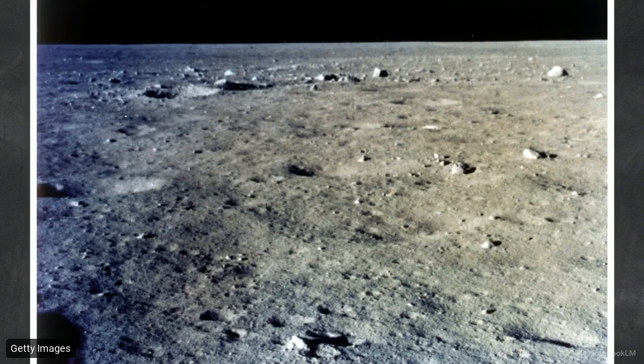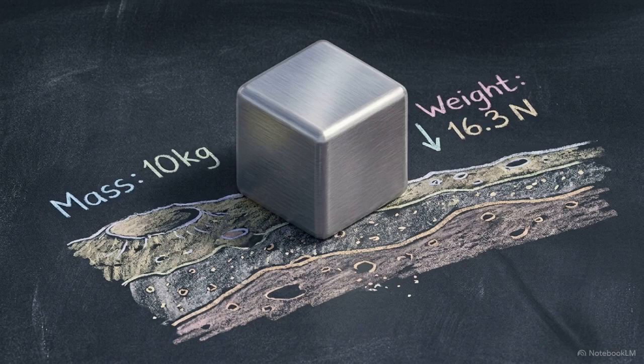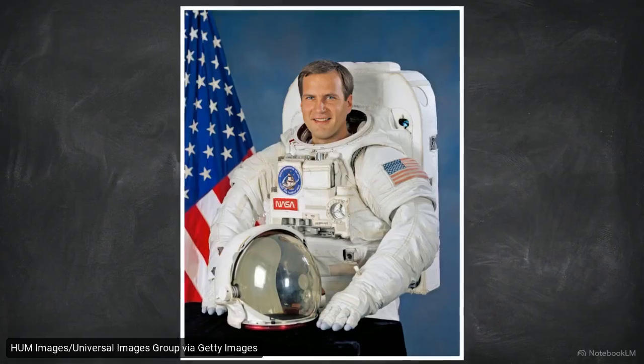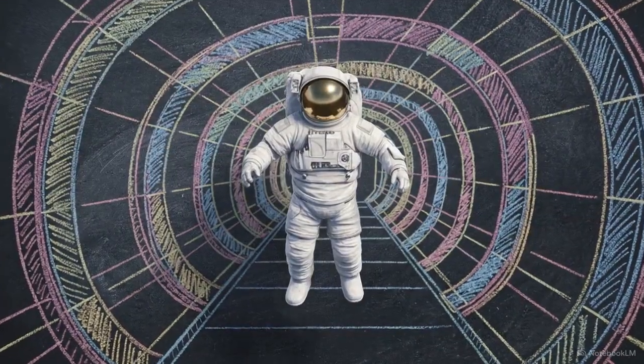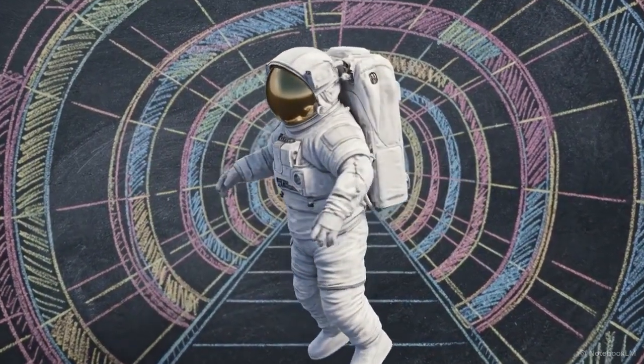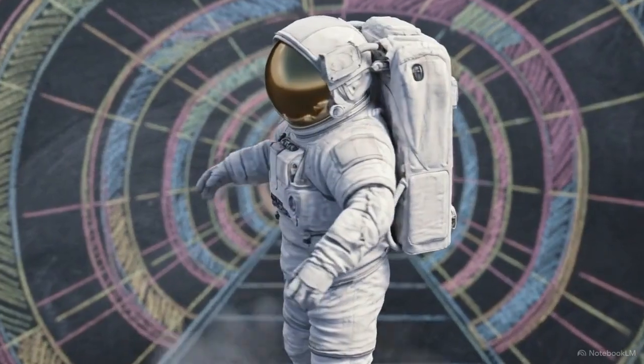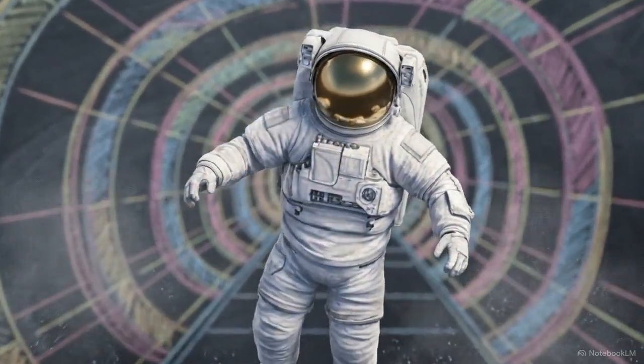Take that exact same block to the Moon. Its mass remains exactly 10 kilograms, but because the Moon's acceleration due to gravity is roughly 1/6 of Earth's, that 10-kilogram mass now weighs only 16.3 newtons. This distinction explains the weightlessness astronauts experience in orbit. The Earth's gravity is still acting upon them, but because their spacecraft is in a perpetual freefall, their apparent weight disappears. Their mass, and therefore their inertia, remains constant.